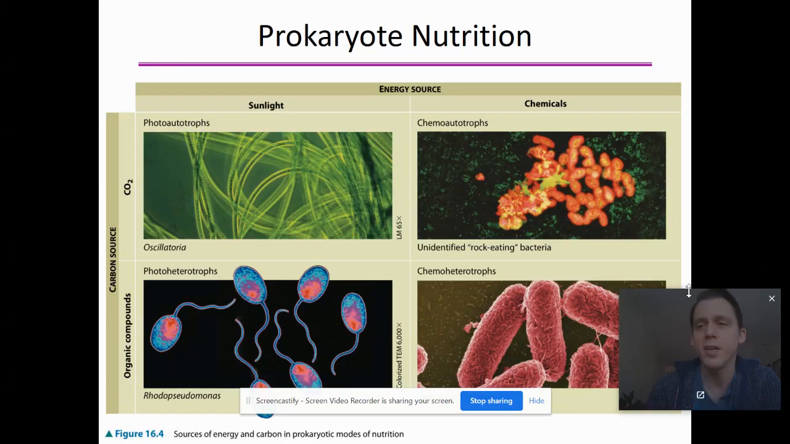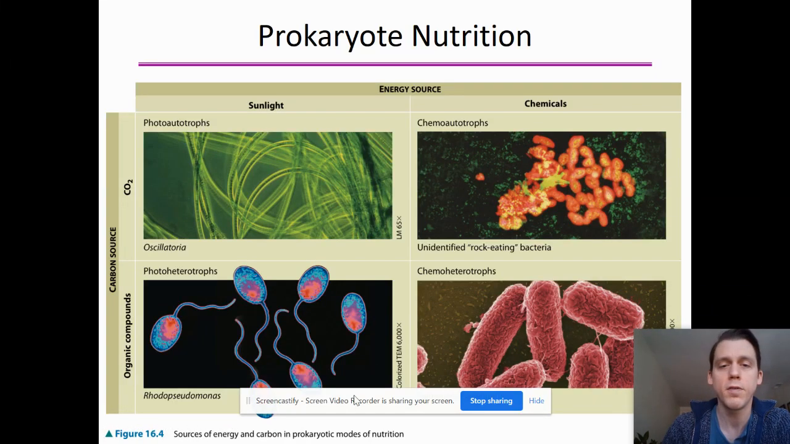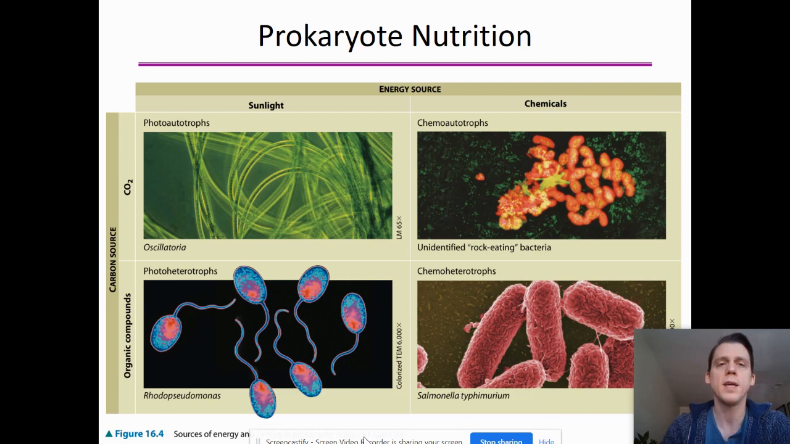Hi, everybody. We are going to talk about part two of bacteria. So where we left off, we were just about to talk about prokaryotic nutrition. So we see this great chart here has divided up nutrition by energy source and by carbon source.